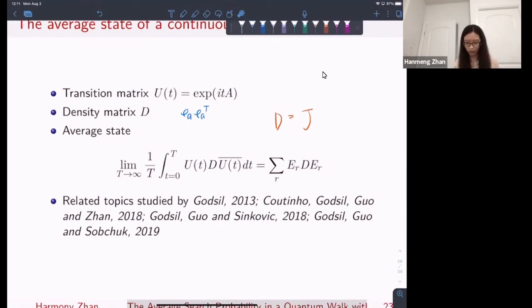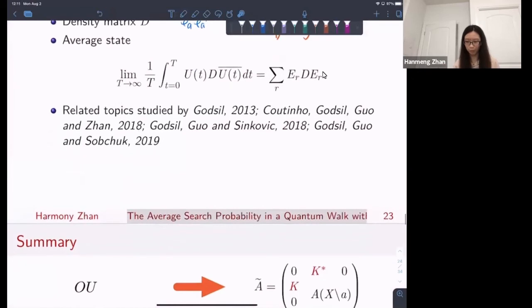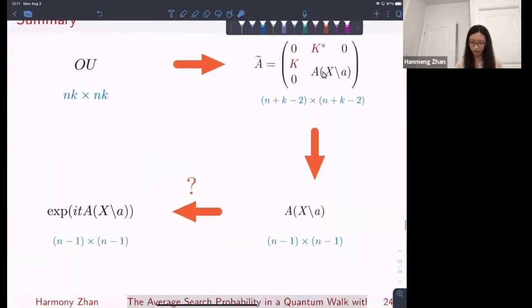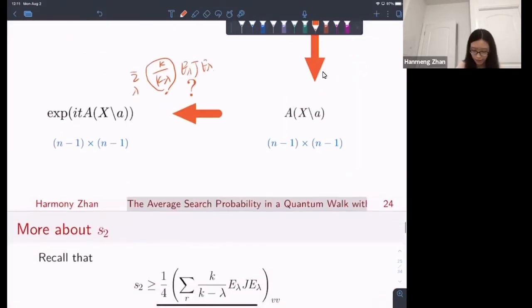So at this point, my question becomes: how exactly is the average search probability related to this quantity? Here's a summary. I have gone all the way to this stage, but it's not clear how they are related, because the quantity I'm looking at is not exactly the average state, but rather the sum of k over k minus lambda, E_lambda J E_lambda. So how can I get rid of this? Or can I do some trick to isolate this term? And the answer is yes.